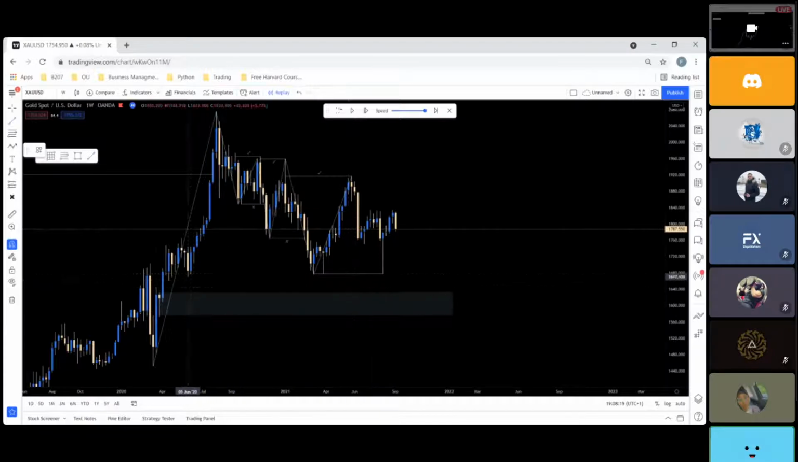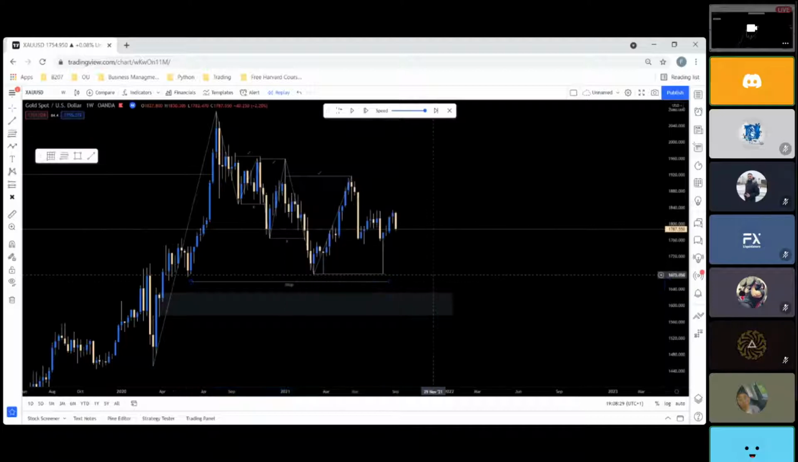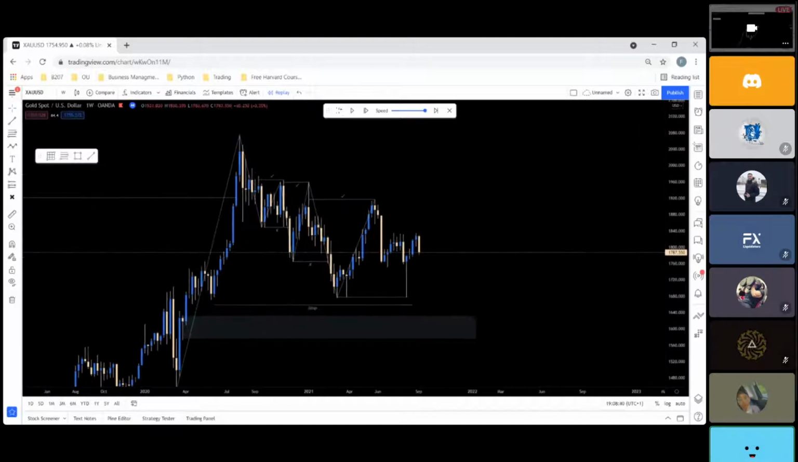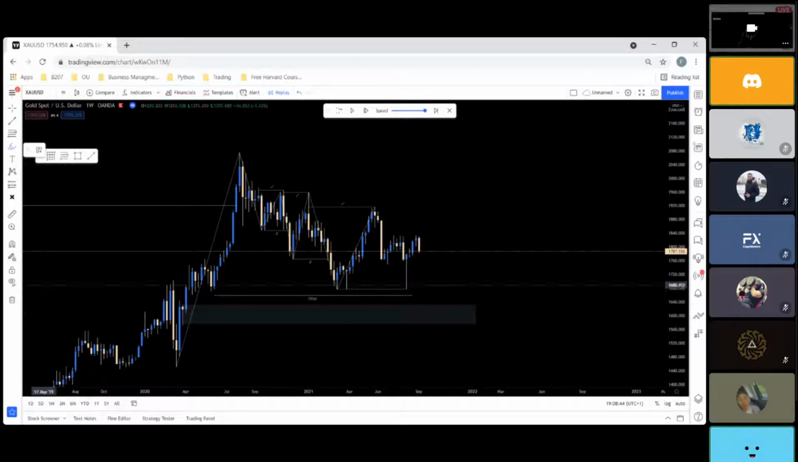One thing I do see here though is lots of stop losses, lots of liquidity, which at some point should be run, which builds into my bias of this inefficiency being filled, this demand zone being met within our overall order block. So, map this out.